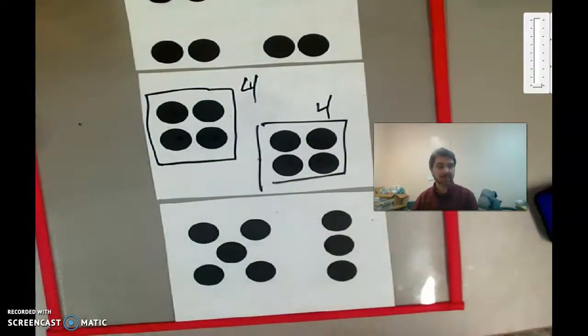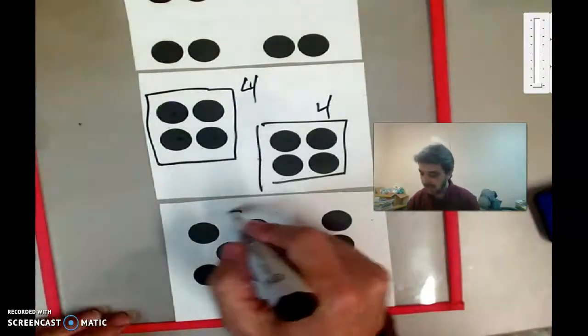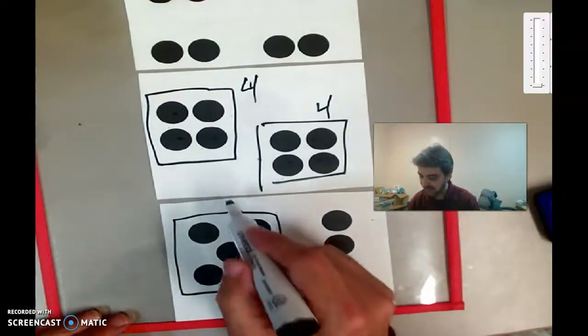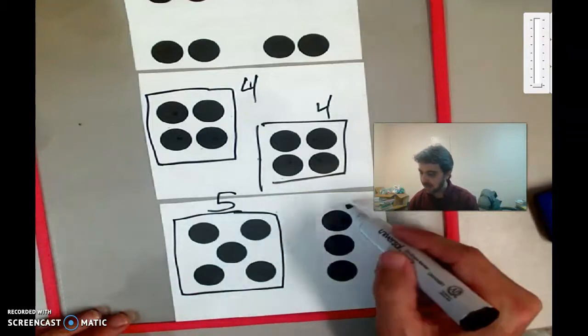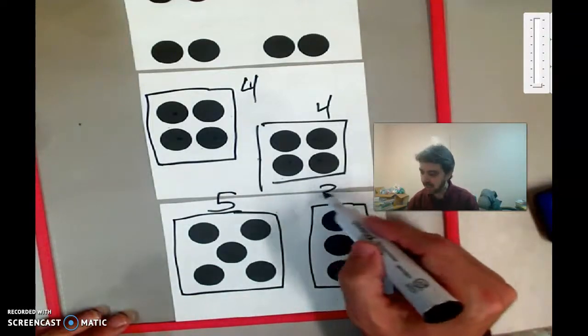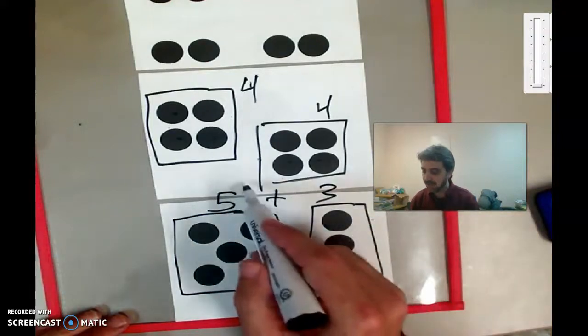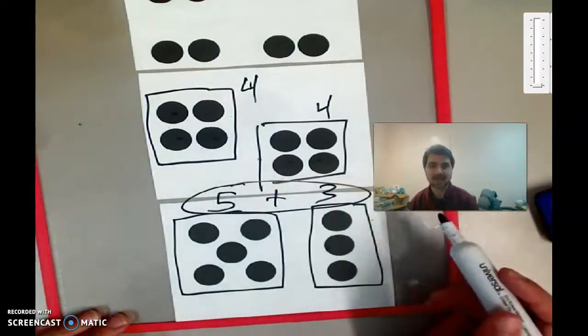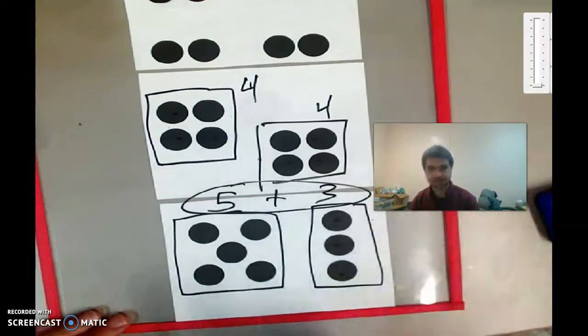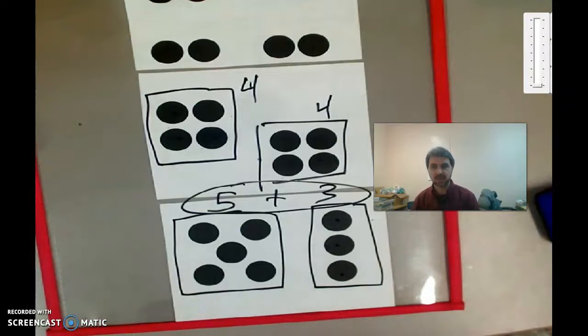The last one we have down here, you can recognize this from dice. We know we can subitize that. We know that's 5. And you might be able to subitize that and know right away that it's 3. So 5 plus 3 is 8. You could have said, oh, that's 5, 6, 7, 8. All right, lots of fun ways that we can do this.